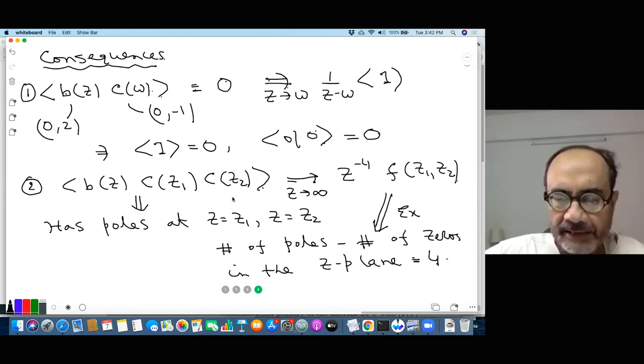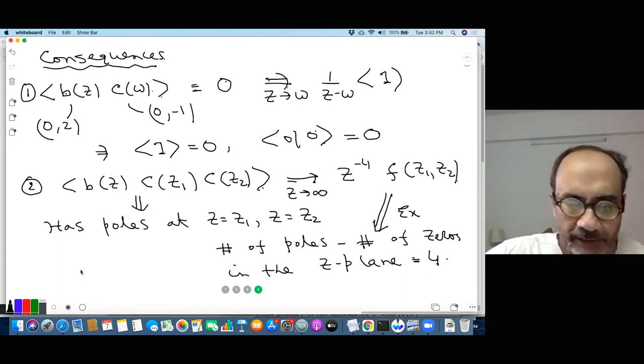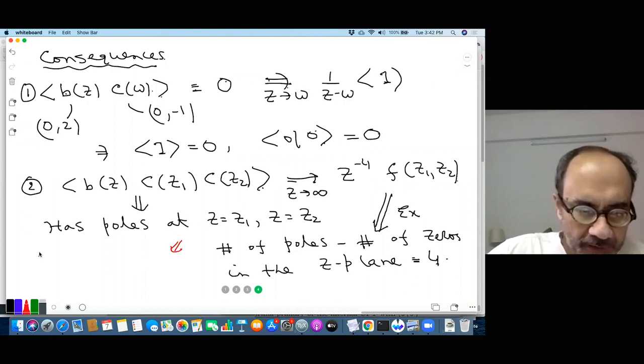And now you see that there is a contradiction, because this operator product singularity tells us that it has poles at most at 2 positions, Z1 and Z2. Whereas this one is telling us that the number of poles minus the number of zeros should be 4. So this is a contradiction. So this means it must vanish.